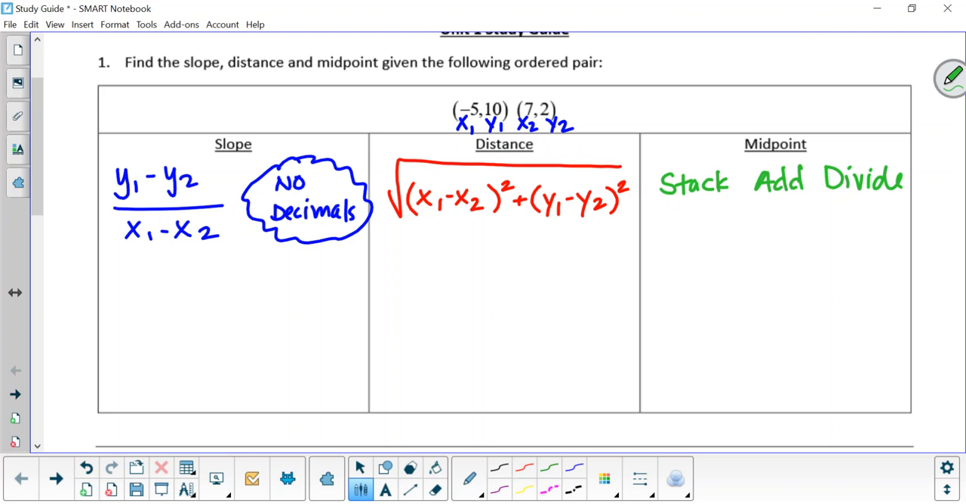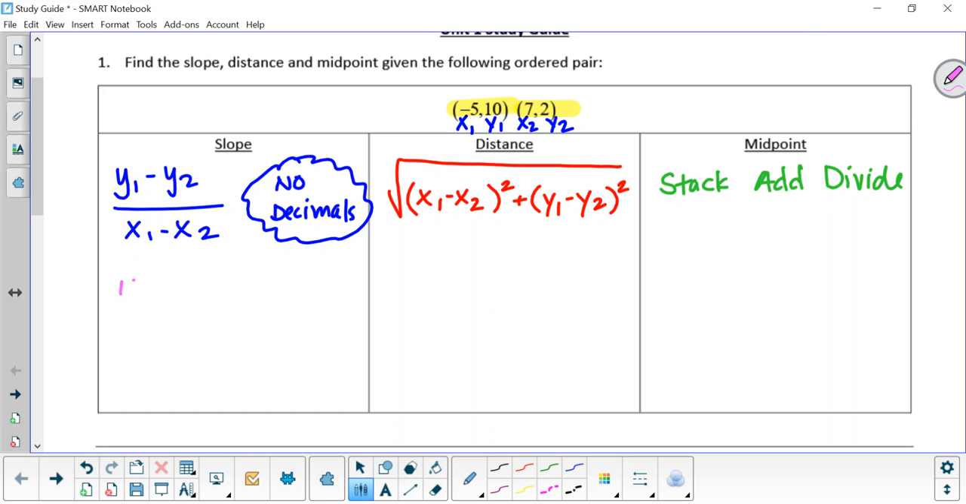That way you can catch up and get these notes down, or you can rewind it if you didn't quite get something. So using these 2 points, we're going to find the slope, the distance, and the midpoint. So let's look at slope first.